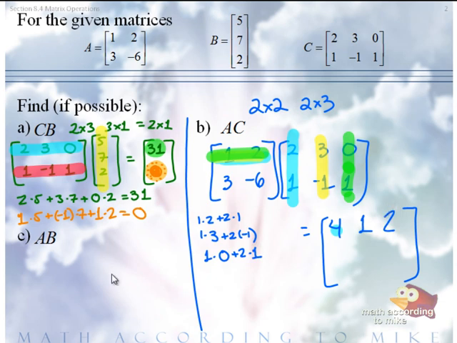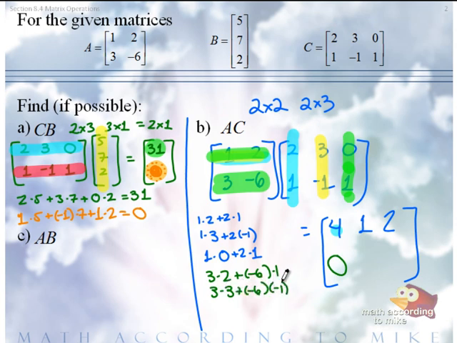Questions. Okay, now we're going to go on to the second row. So now we're only looking at this row. So that row times the first column of the second matrix would be 3 times 2 plus negative 6 times 1, which would be 0. 3 times 3 plus negative 6 times negative 1, 15. And then 3 times 0 plus negative 6 times 1, negative 6.